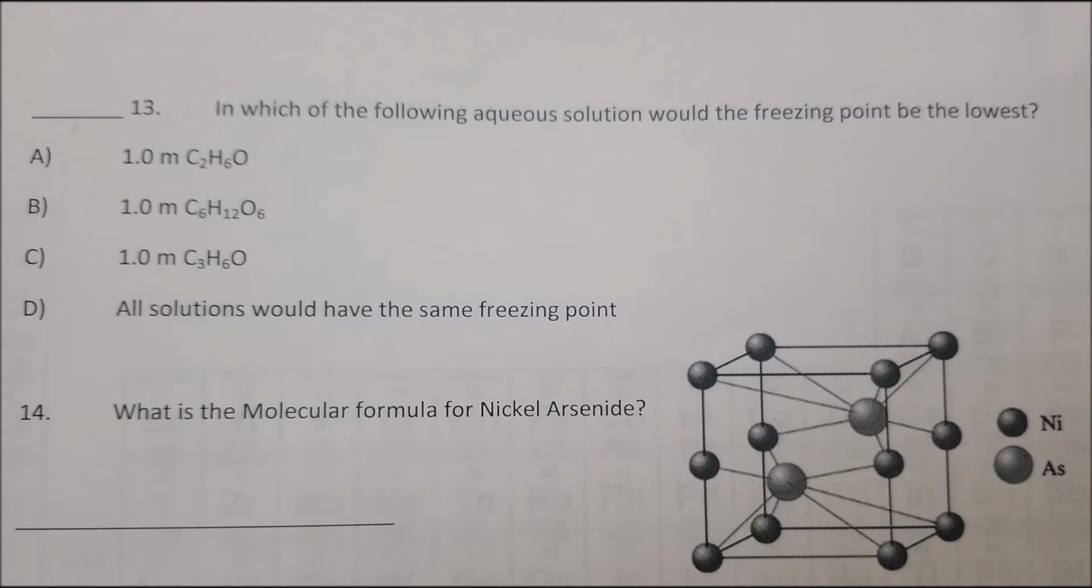Looking at the nickel, there are nickels in all 8 corners and in 4 of the 12 edges. So all 8 corners, each corner contributes 1/8. So there's 1 nickel. 4 edges, each edge is a 4th of a cell. So each of the 4 edges adds up to 1 whole atom, so there are 2 nickels.